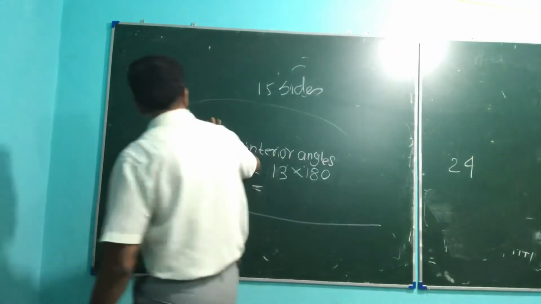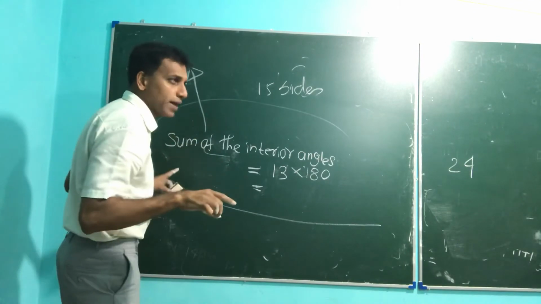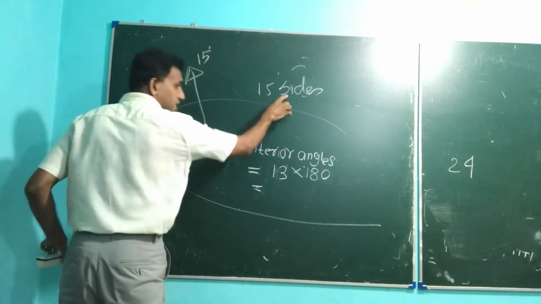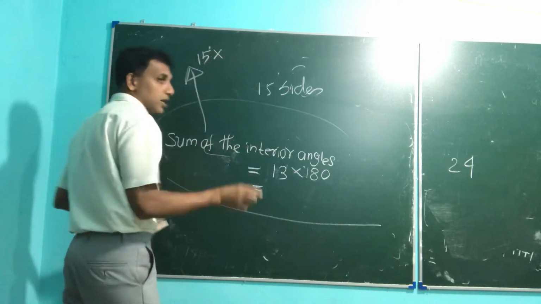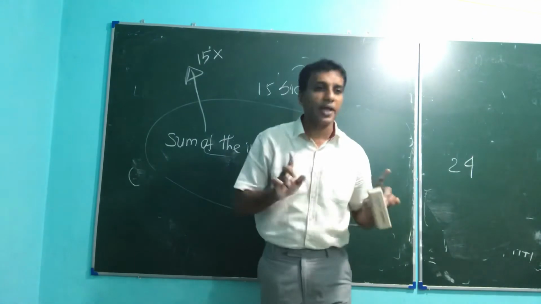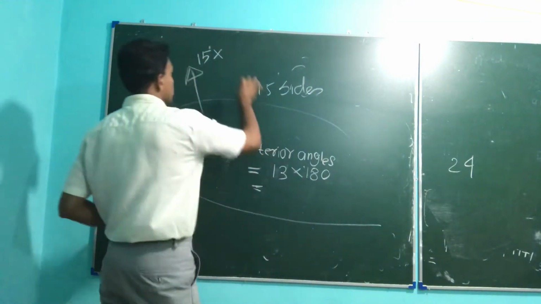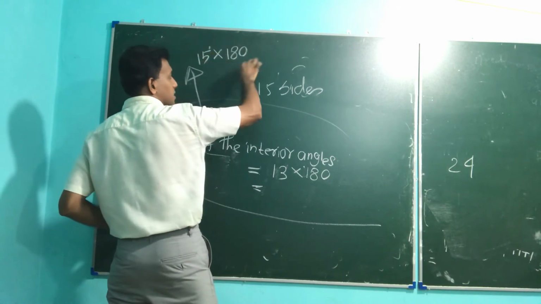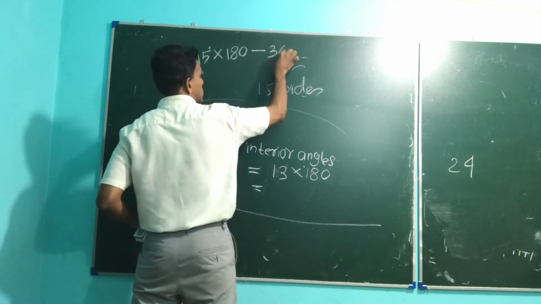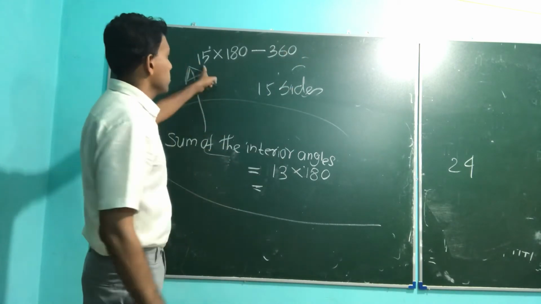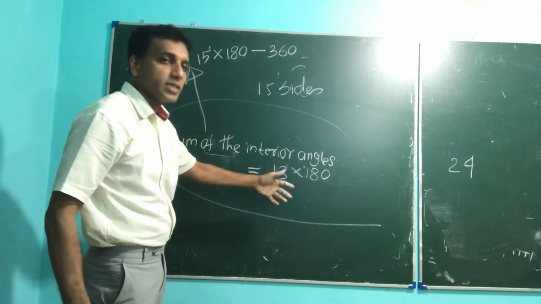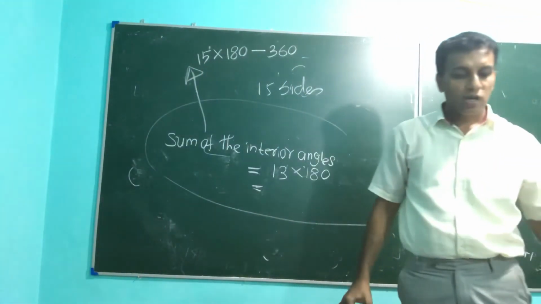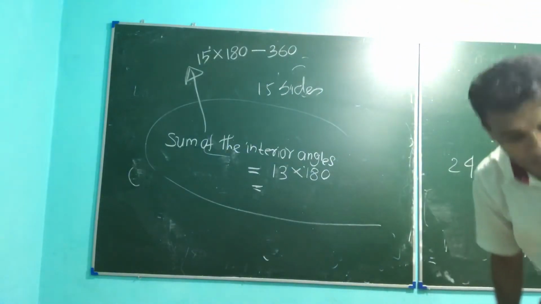Otherwise, if we go to the first method, how did we find it in the first method? There are 15 triangles. 15 sides means 15 triangles. One triangle is 180 degrees, therefore 15 triangles multiplied by 180. This is a too big answer. Subtract 360 at the middle. Multiply this by 2, subtract that, or in this same fashion. I am showing all the possible methods. You catch whichever is easy and follow it in the future.